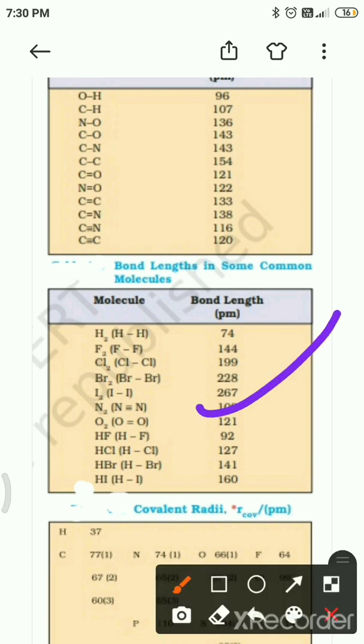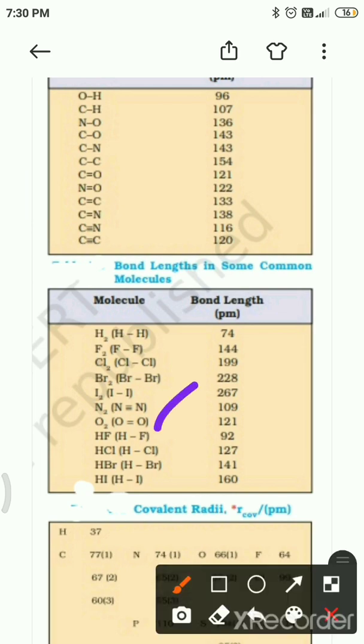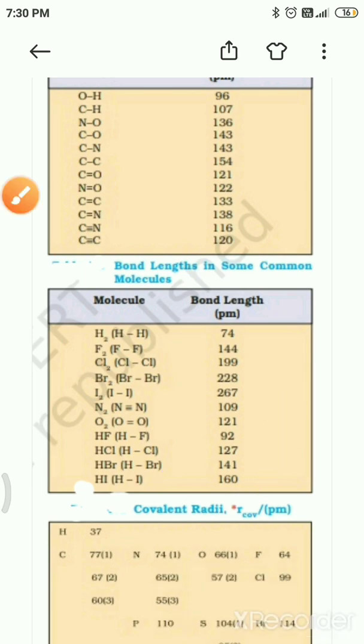In this table we are given the common molecules with their bond lengths. H2, H-H, has a bond length of 74 picometer. You can see a few other examples also. N double bond N has 109. In the same way, O2, O double bond O, is 121, and hydrogen iodide, H-I, is 160 picometer.